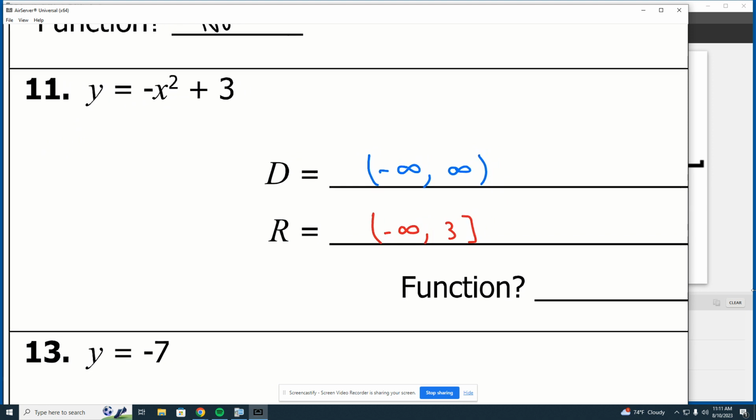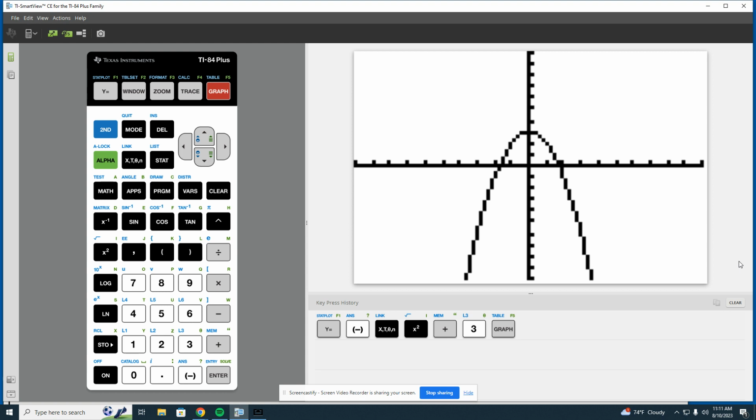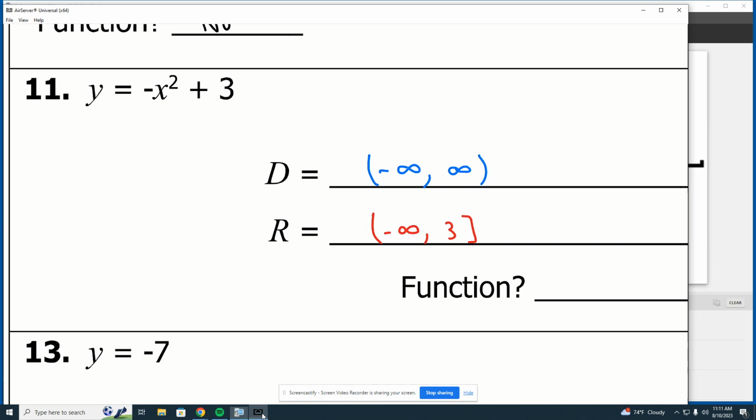Now, was that one a function? Look back at your graph. Was that a function? Yeah. Vertical line test works great on that. I never touch more than one point at a time. It never goes back on top of itself. So definitely a function.